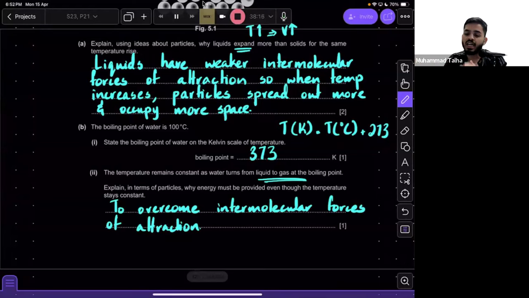All right. Kinetic energy, remember it in terms of temperature. Temperature goes up, kinetic energy goes up. Potential energy, remember this in terms of spacing. Spacing goes up, potential energy goes up. This is why when something turns from a liquid to a gas, its potential energy increases, and hence its internal energy also increases. Because the internal energy is the sum of the potential and the kinetic energies.